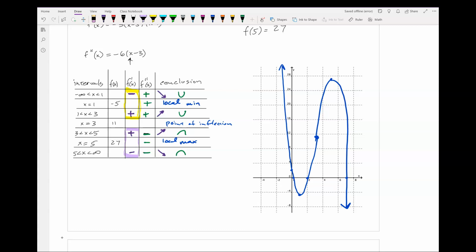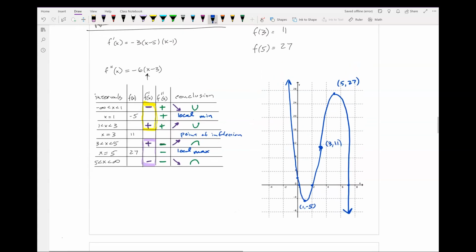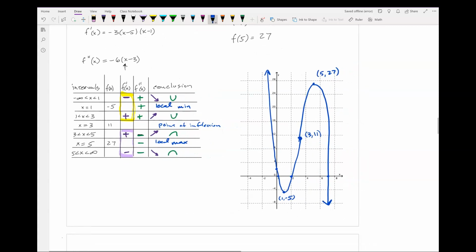And so we have the point 1, -5 is our local min. We have the point 3, 11 is our point of inflection, and we've got a local max at 5, 27, and there's our graph. So go ahead and do the next problems.